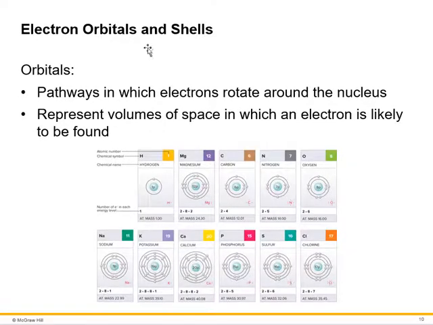So electron orbitals, again, are the pathways along which the electrons rotate around the nucleus, and they represent the volumes of space in which the electron is likely to be found. But again, we can't know exactly where it is because they're too small for us to pick out and identify with other particles. They are probably one of the smallest particles that we have occurring naturally.